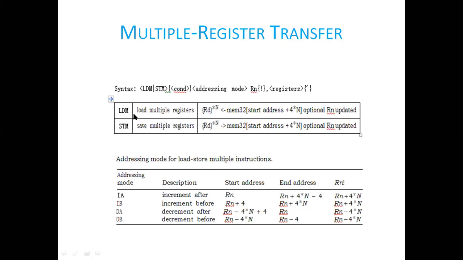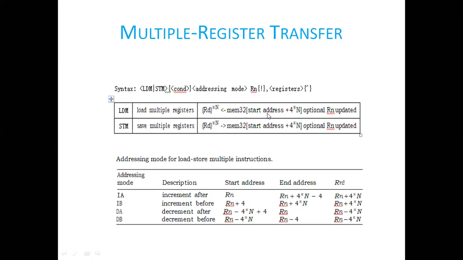Look at this one, LDM, load multiple registers, RD, RN, that is multiple values will be moved from a memory location into the registers. Actually, what happens? This RN is nothing but the base register. You consider it as a base register and move 4 byte values into each register. First 4 bytes will be moved to the first register, the next 4 bytes to the second register, the next 4 bytes to the third register, and so on. Right, so that is exactly what you have.